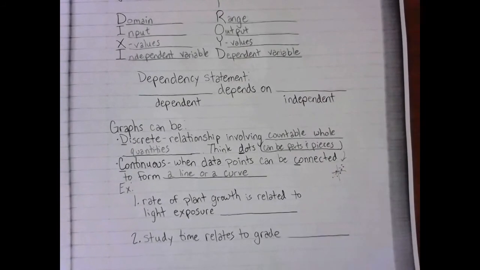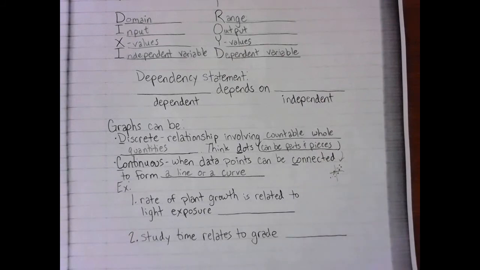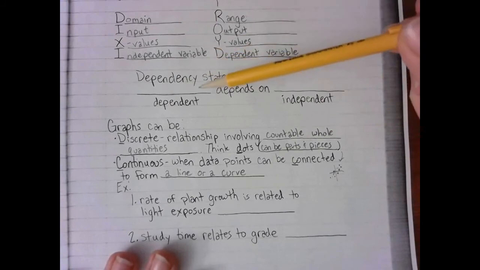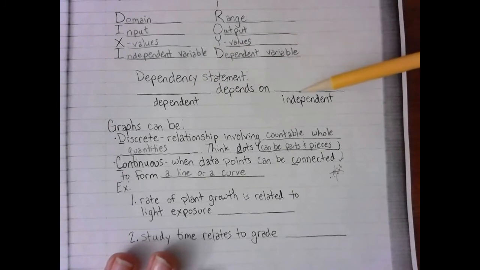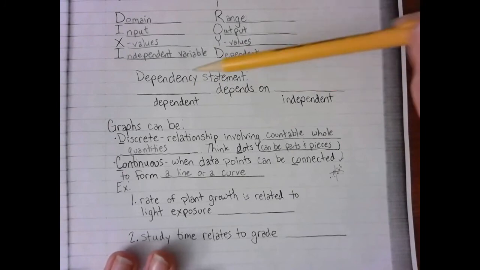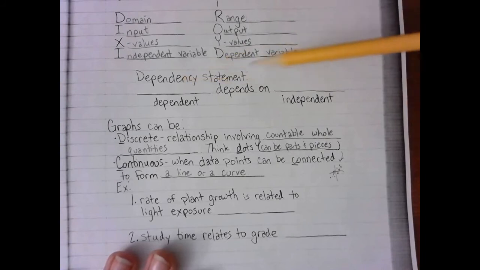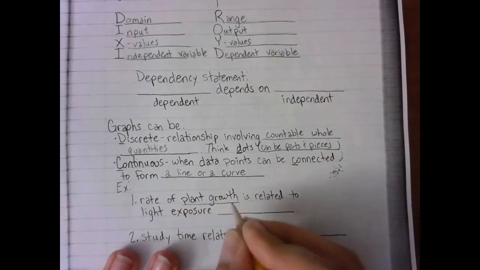All right, let's practice figuring out whether stuff is continuous or discrete, what's the dependent, what's the independent. So let's do some biology. Most of y'all are in biology class, so let's do that as an example. So the rate of plant growth is related to how much light it gets, its light exposure. So ask yourself, can we say plant growth depends on light exposure, or light exposure depends on plant growth? Well, I think it makes more sense to say plant growth depends on light exposure, because that light is not going to change just because your plant gets bigger. That doesn't make sense. So plant growth, that's our dependent.